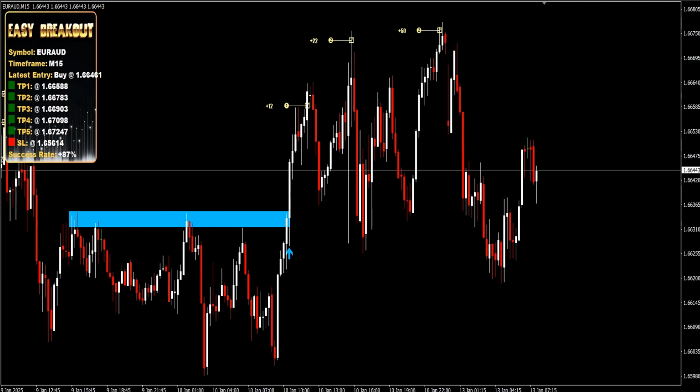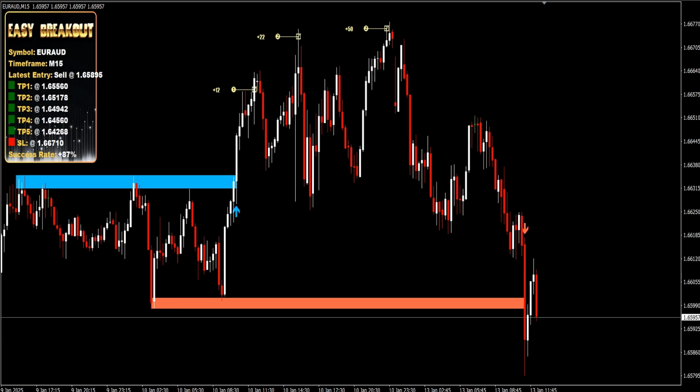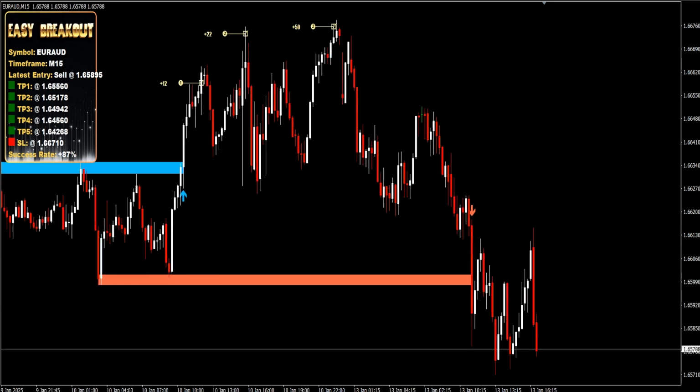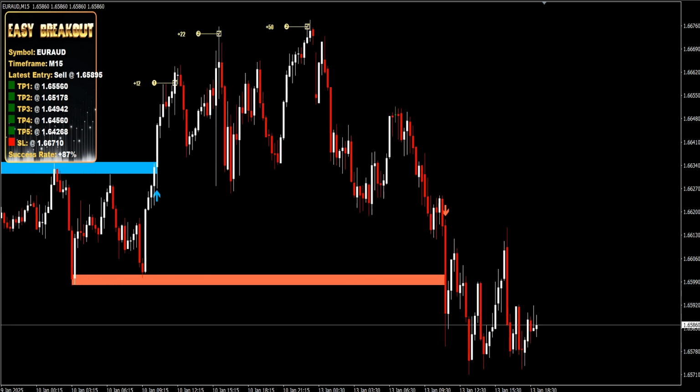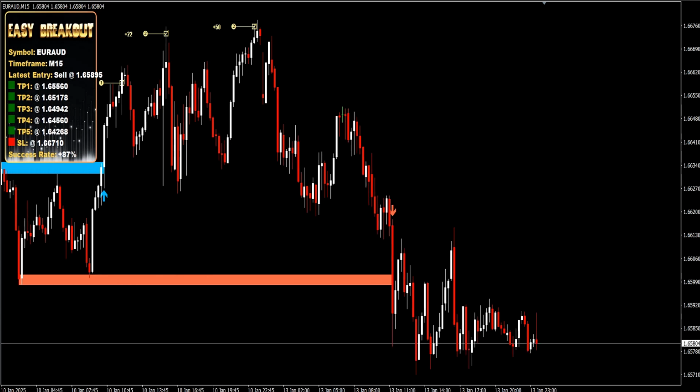But here's the best part. It comes with built-in automatic stop-loss levels and multiple take-profit targets based on Fibonacci levels. It's designed to make your trading easier and more accurate right away. In today's video, I'll show you exactly how to use this indicator correctly.